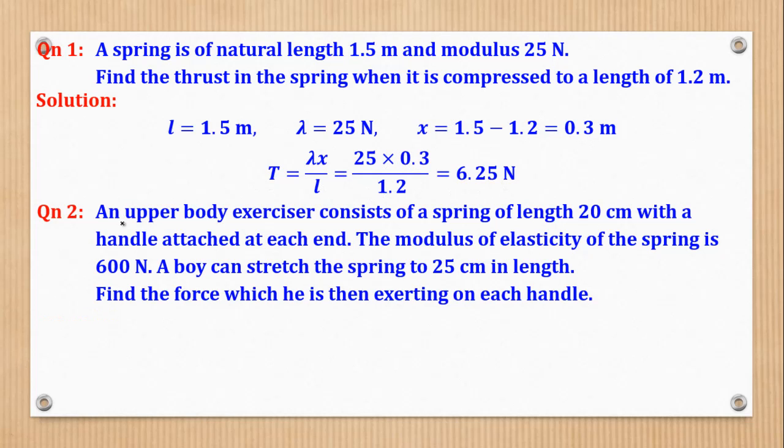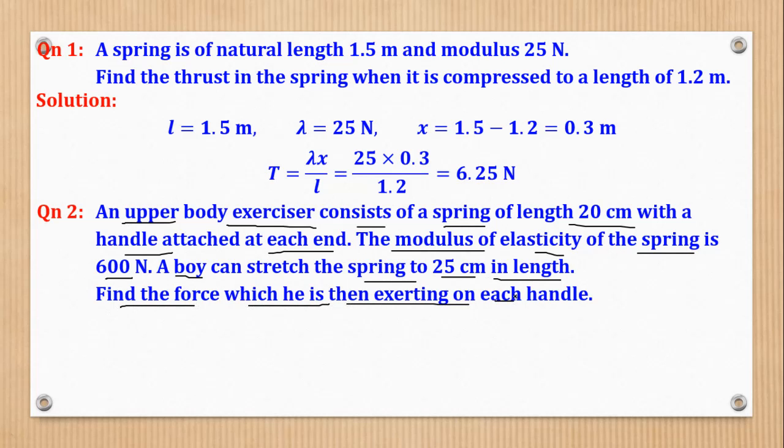Then question 2, an upper body exerciser consists of a spring of length 20 centimeters with a handle attached at each end. The modulus of elasticity of the spring is 600 newtons. A boy can stretch the spring to 25 centimeters in length. Find the force which he is then exerting on the handle.